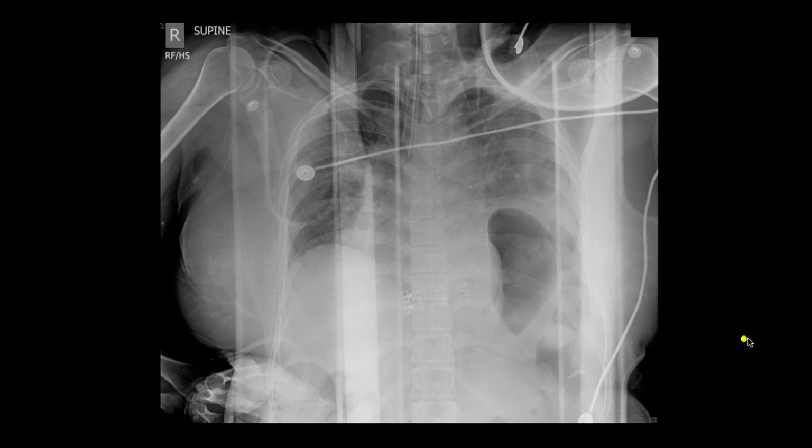Another case here, we look at the endotracheal tube, and you can see in this example that the endotracheal tube is very close to the carina, and so that should probably be withdrawn. And again, we can see that there's elevation of the hemidiaphragm with elevation of the stomach bubble. So again, concerning for a diaphragmatic injury.